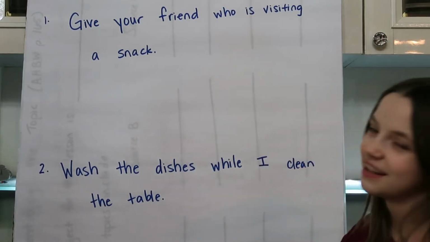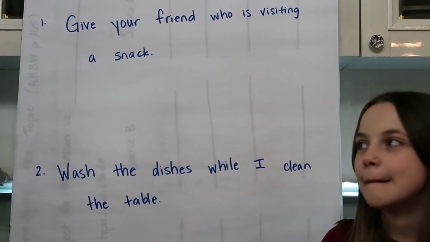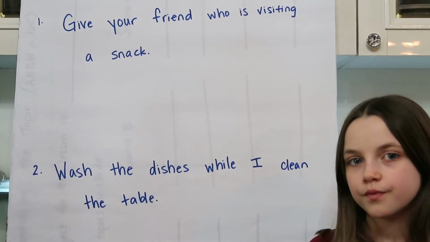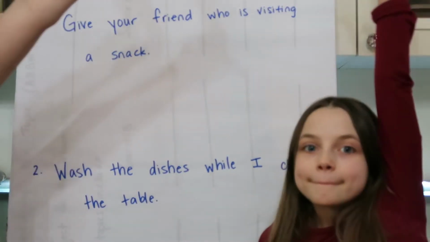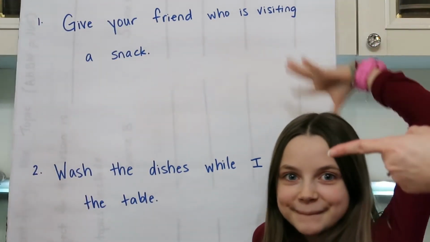All right, we have two sentences to diagram. Okay, the first one is, give your friend who is visiting a snack. Which one of you wants to diagram first? Me. Okay, I'm gonna let Lily diagram this one because you diagrammed the last one.